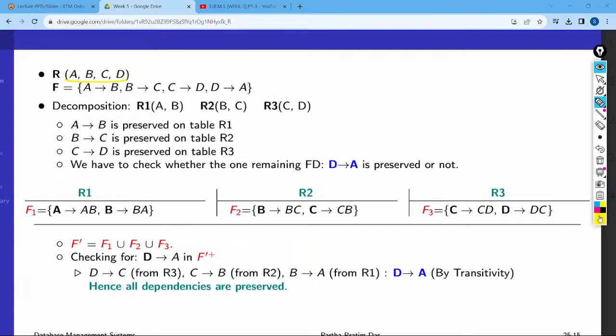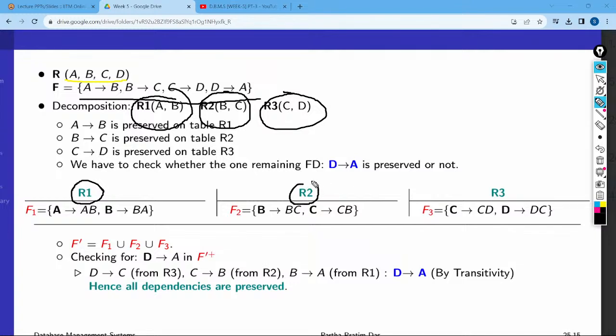We are provided with a relation ABCD with the following functional dependencies. We divide it into the following three tables: AB, BC, CD. Now from that we generate all the possible functional dependencies that we think might exist individually. Finally, we unite these three. We perform the union function, and thus we find F dash.